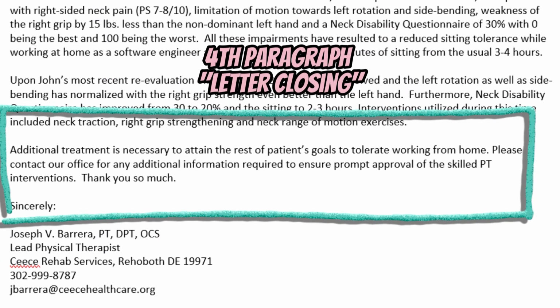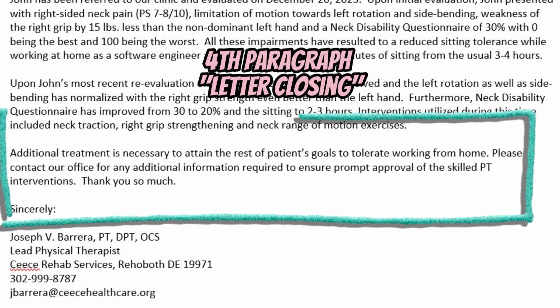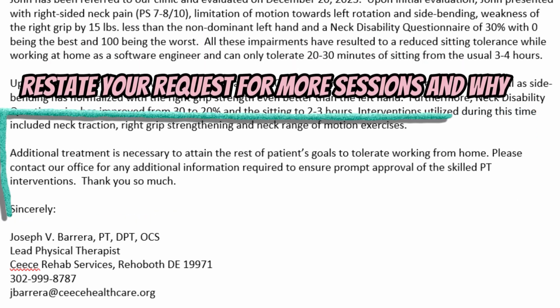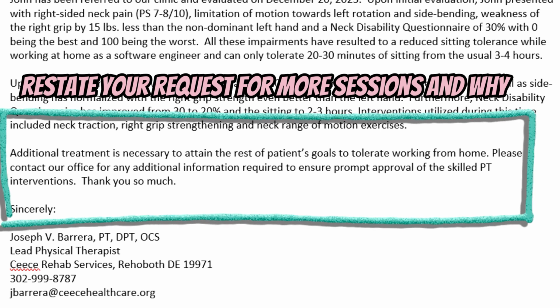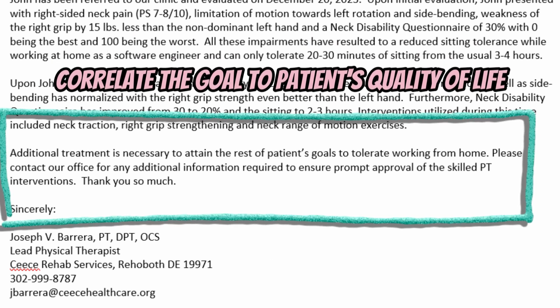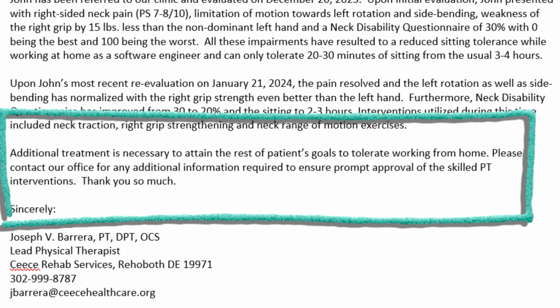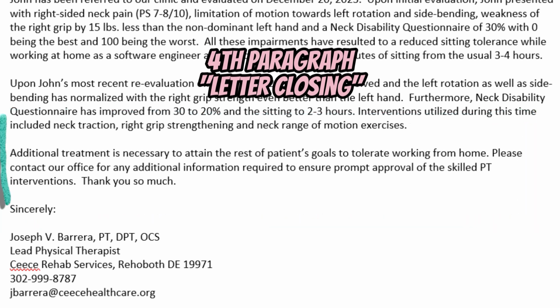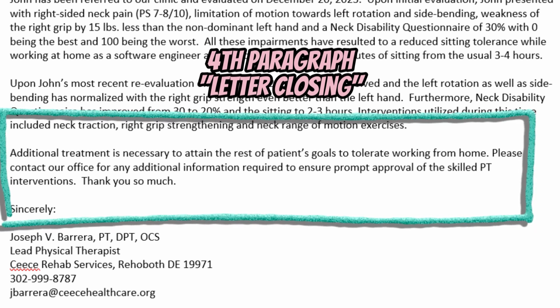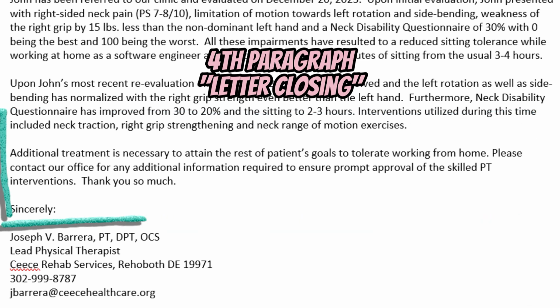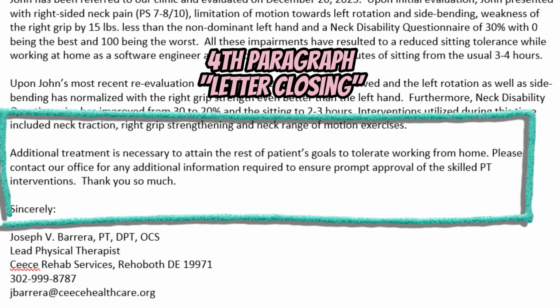The third paragraph will be your closing and can also be comprised of 3 or more sentences, mainly to re-emphasize your requests and why it is needed. But this time, to correlate the goal to improving the patient's quality of life. So write it like this. Additional treatment is necessary to attain the rest of the patient's goals, to tolerate working from home. Please contact our office for any additional information or documents required to ensure prompt approval of the skilled PT interventions.